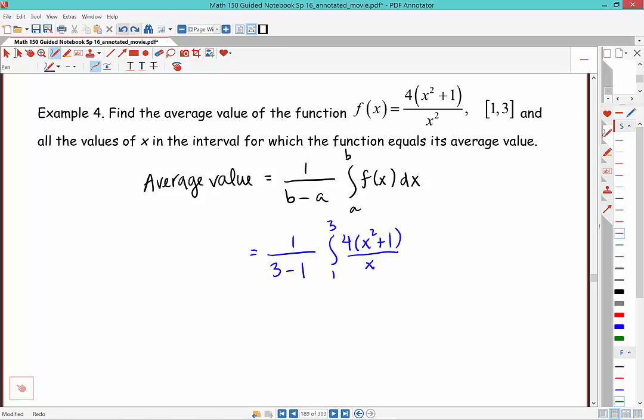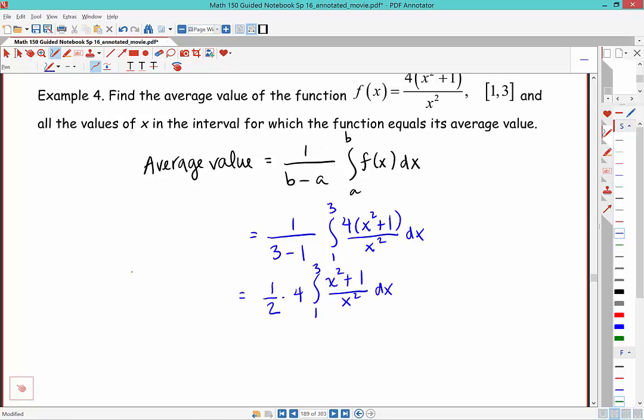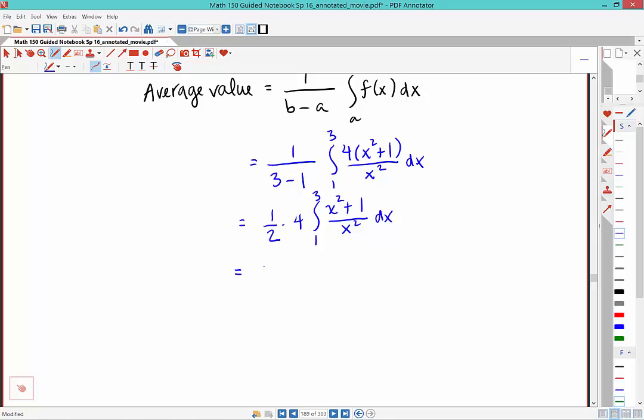So now this will give us 1 half, right? We can factor out the 4 from the integral, and then we'll have x squared plus 1 over x squared with respect to x. So this will give us 2 times the integral from 1 to 3. Now remember, there's no quotient rule, right, for integrals. So what you've got to do is divide through by the x squared and rewrite this guy as 1 plus 1 over x squared, which is also x to the negative 2 dx.